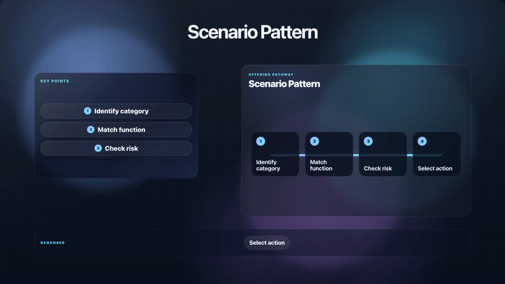A typical scenario gives you a few facts and asks for the best interpretation or action. Do not start with the answer choices. First, classify the situation. Then connect it to the rule, product, participant, or market function being tested.